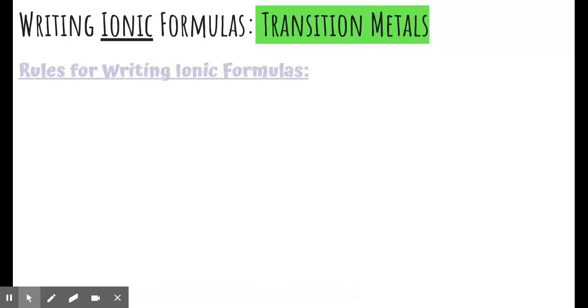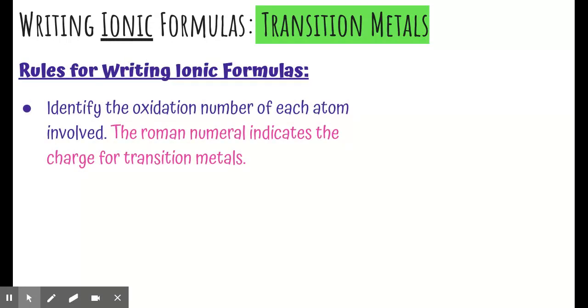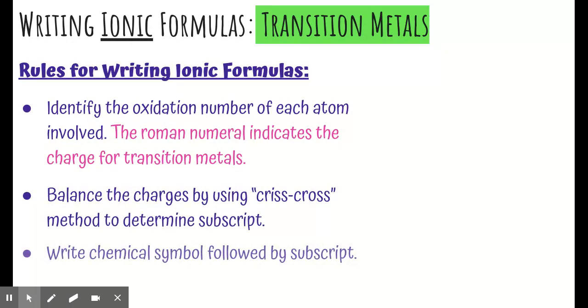Writing your ionic formulas for transition metals is actually a little bit easier. Your Roman numeral is going to tell you what the charge is, so that's one less thing you have to look up. Here we have this example, tin(II) chloride. This 2 tells us that this tin has a charge of +2. So that part's done for you.